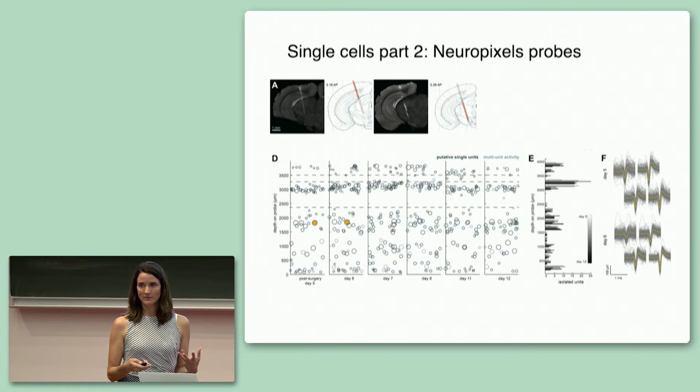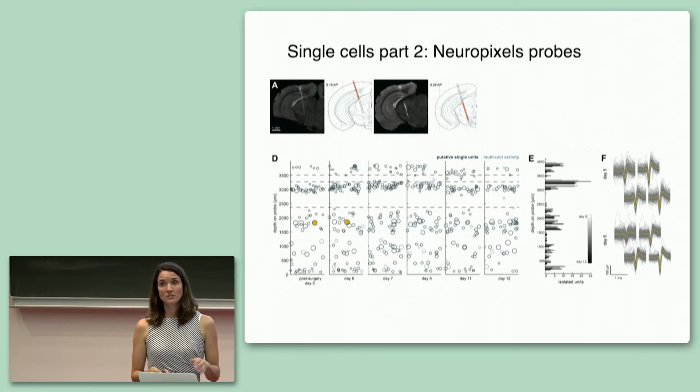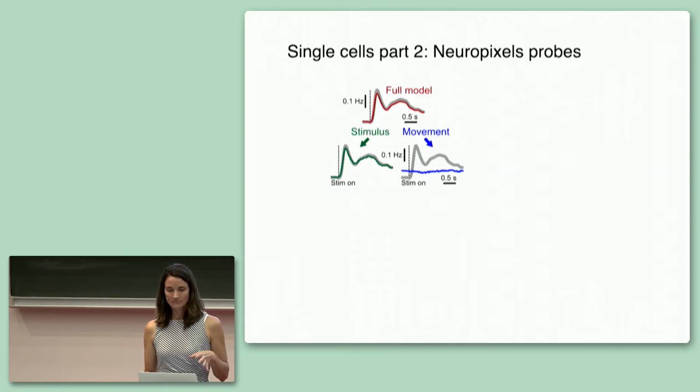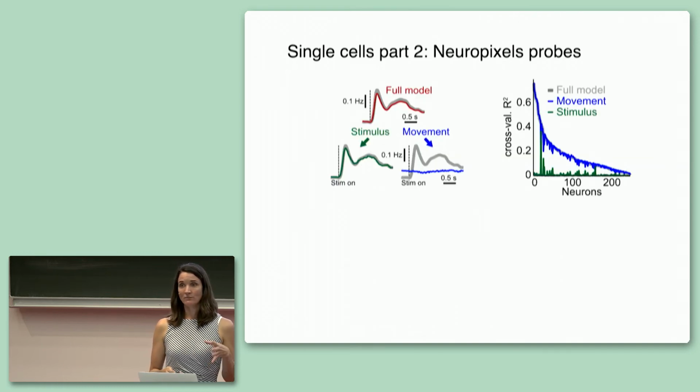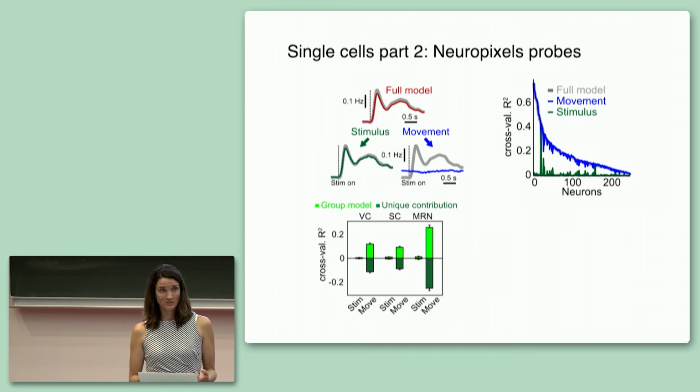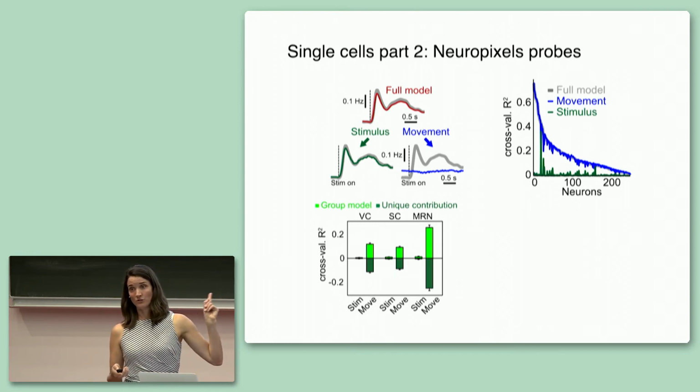You can see that we get pretty good, fairly well isolated units, and then we just apply exactly the same model that I've been telling you about all the way through the talk. And again, we find that with the electrophysiological data, subcortical data, exactly the same thing: uninstructed movements are really critical for explaining the activity.